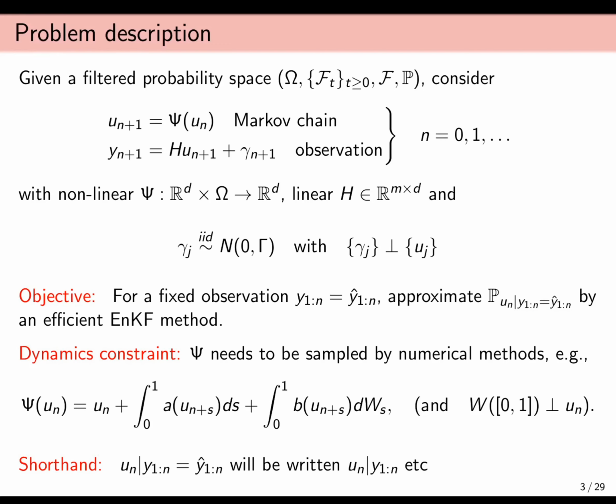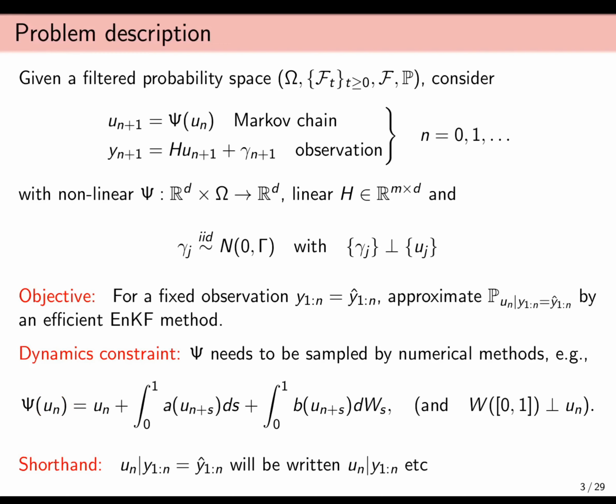And the challenge has some different elements. So one could be that the dynamics itself is nonlinear. If it were linear, then you could employ Kalman filtering as it is. A second challenge is that even if it were nonlinear, perhaps you could sample it exactly, but we will assume that you cannot sample it exactly, so you need to integrate this kind of dynamics using a numerical integrator, so Euler-Maruyama, for instance.